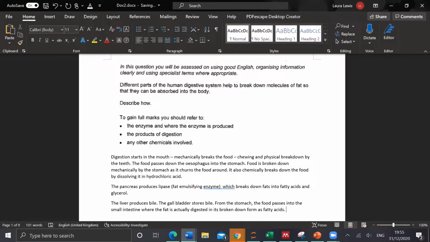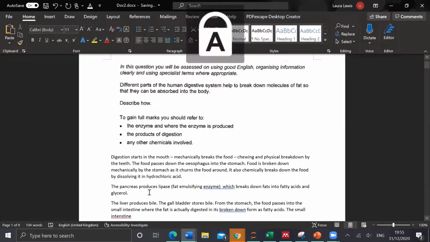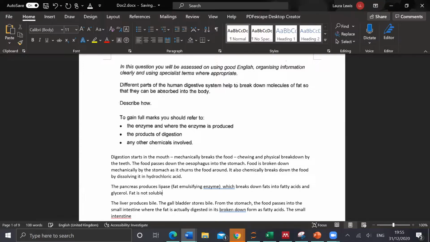Fatty acids. Okay, so something about the small intestine. The interesting thing here is that fat is not soluble. That means it doesn't dissolve in water. Fat is not soluble in water, but fatty acids and glycerol are. So fat cannot be digested straight away. It must be broken down before it is digested.